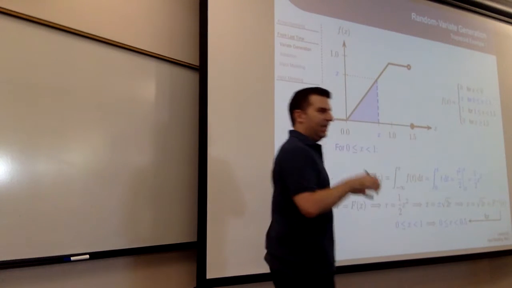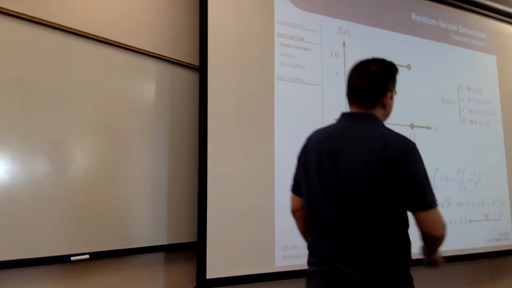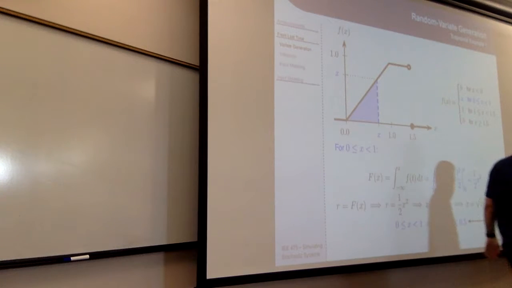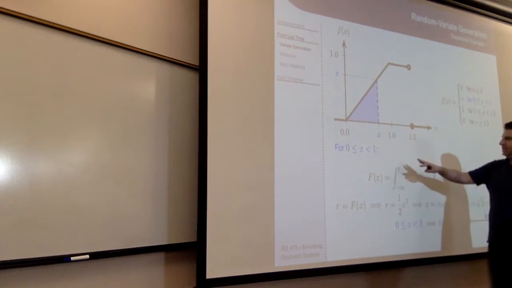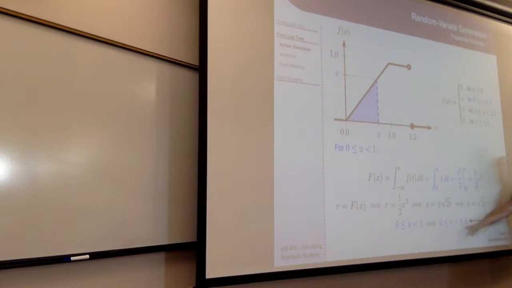To get the corresponding segment of the inverse CDF, we just set R equal to this thing and then solve, and we get X equals square root of 2R, where we chose the plus because all our X outcomes were positive. And then that is going to tell us that from 0 to 1, we're going to have R values from 0 to 0.5.